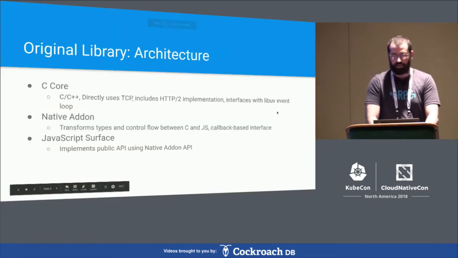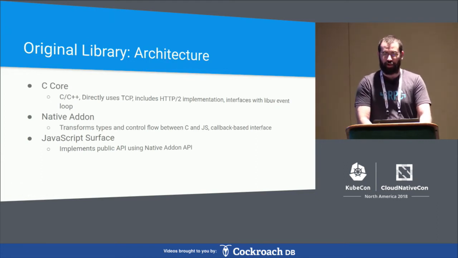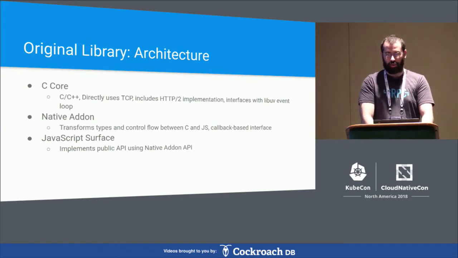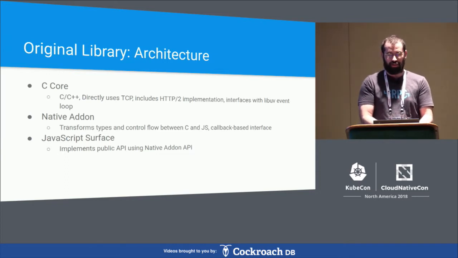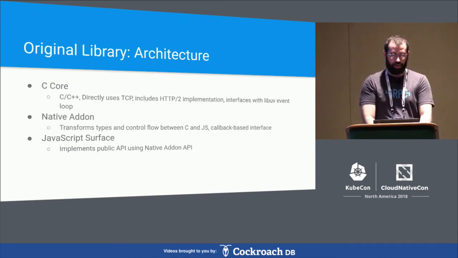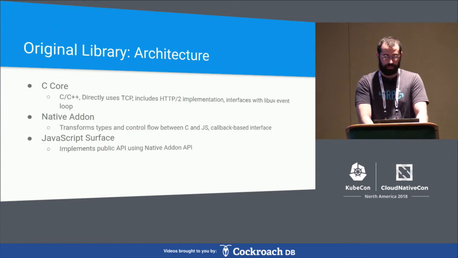Now I want to talk a little more about one dimension of the architecture of this library. So there's three main components. There's the C core, which is written in C and increasingly in C++, that really implements the full gRPC protocol and actually the HTTP2 protocol. It directly uses TCP. And this core is shared among several of our other libraries, including Ruby, Python, and others.